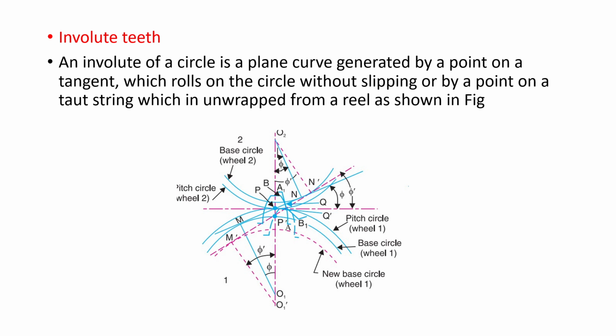The tangents at P1, P2, P3 are drawn, and the lengths P1A1, P2A2, and P3A3 are equal to the arcs AP1, AP2, AP3. We join the points A, A1, A2 and we get the involute curve. In other words, the normal at any point of the involute is tangent to the circle.